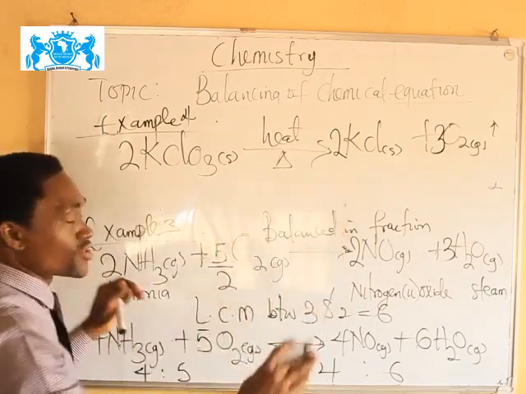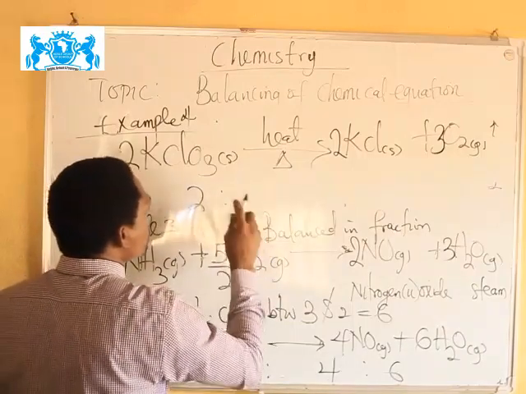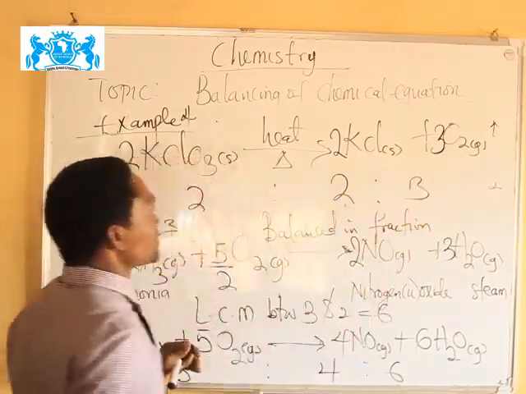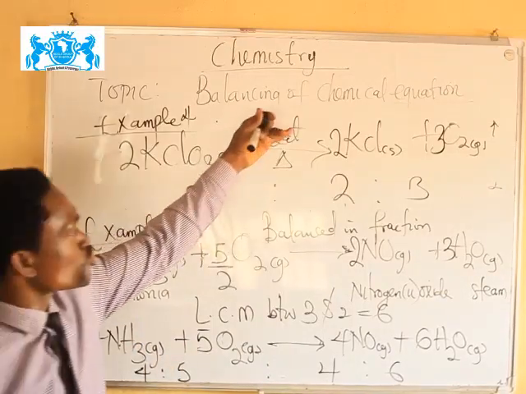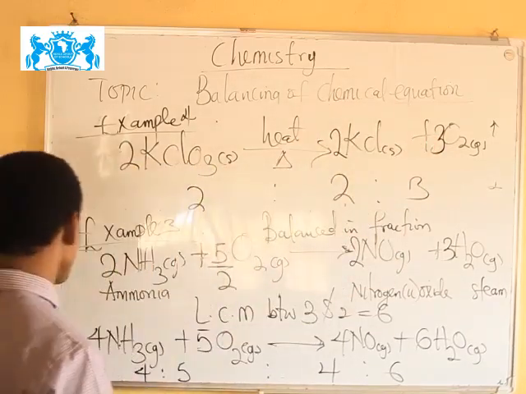And if you look at the ratio of the reaction, it is 2 is to 3. That is the ratio of the product that is needed to produce 2 moles of potassium chloride and 3 moles of oxygen.